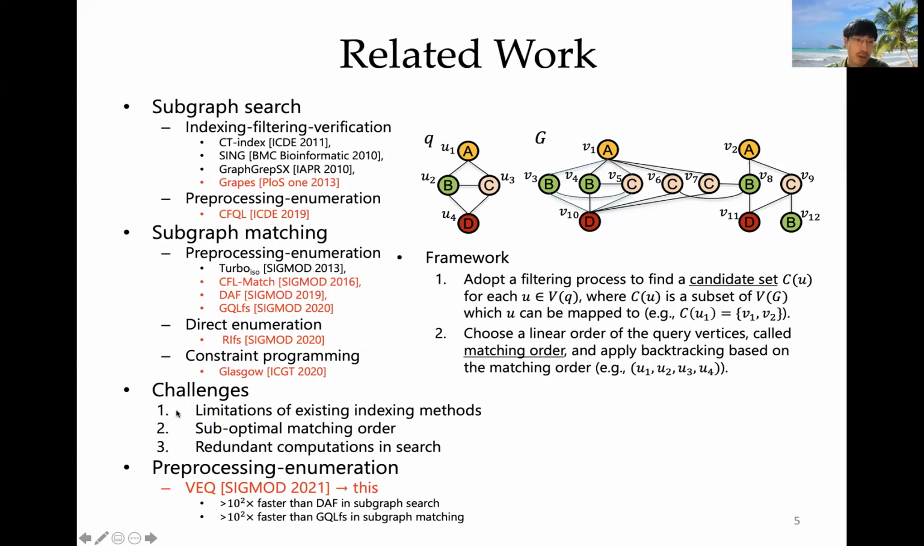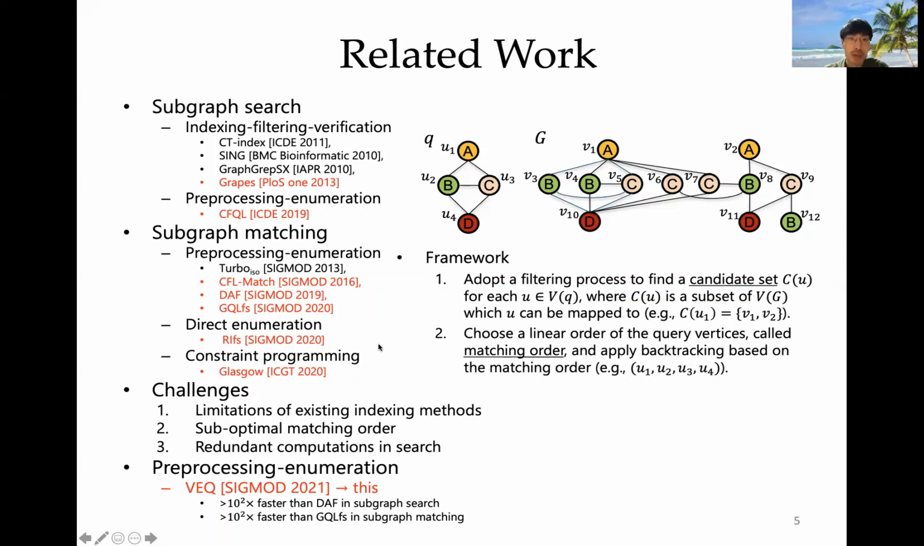For example, the indexing-filtering-verification approach builds an index from data graphs, and when a query graph is given, they use the index to filter out unpromising data graphs. But indexing methods were shown to be somewhat inefficient in terms of filtering power, indexing time, or indexing space. And existing methods also suffer from suboptimal matching order and redundant computations in search.